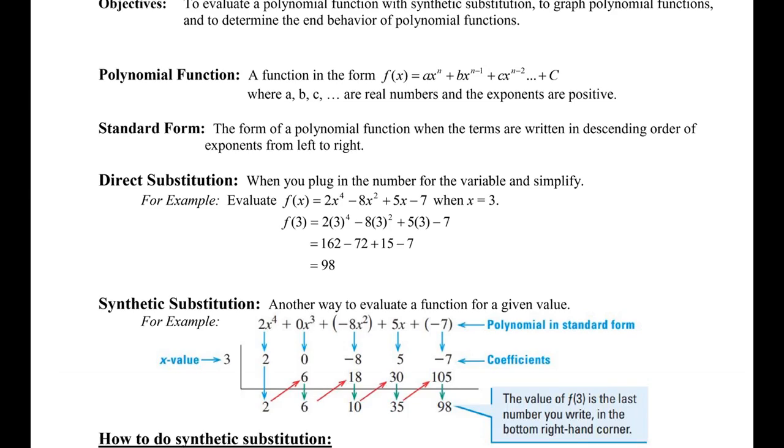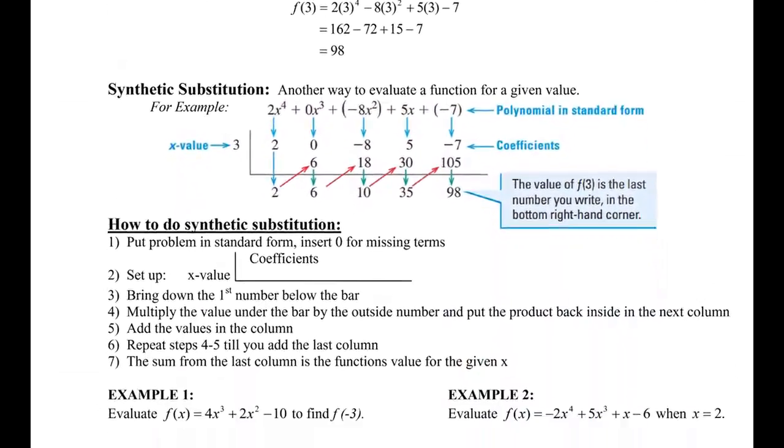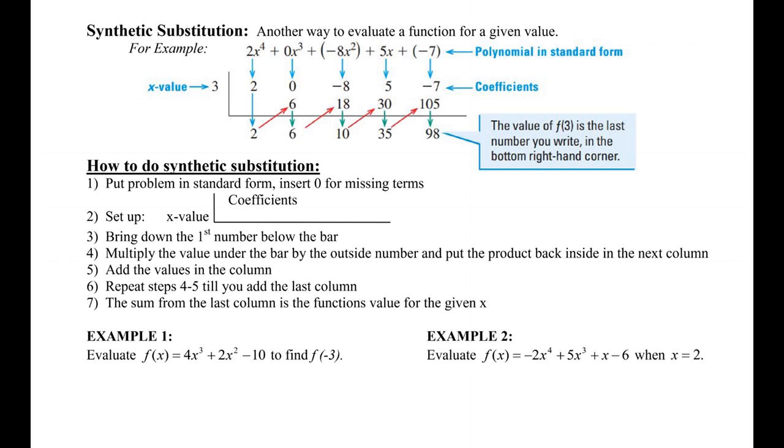Another way to evaluate a function is using synthetic substitution. For synthetic substitution, we have our polynomial. You're going to take the coefficients for each of the terms, making sure that you're including 0 for any of the missing terms. So that's step 1. Put problems in standard form, insert 0 for missing terms.